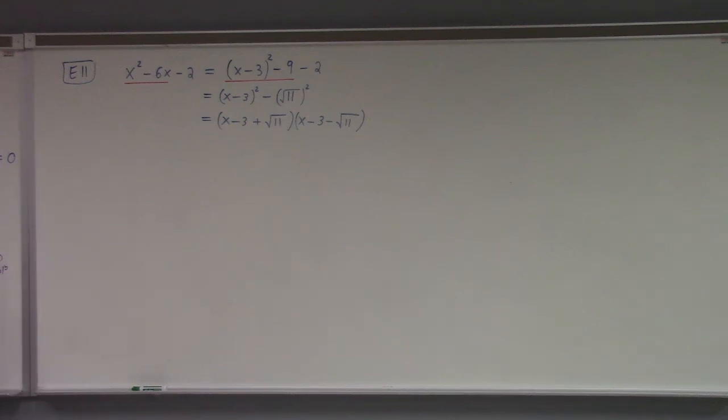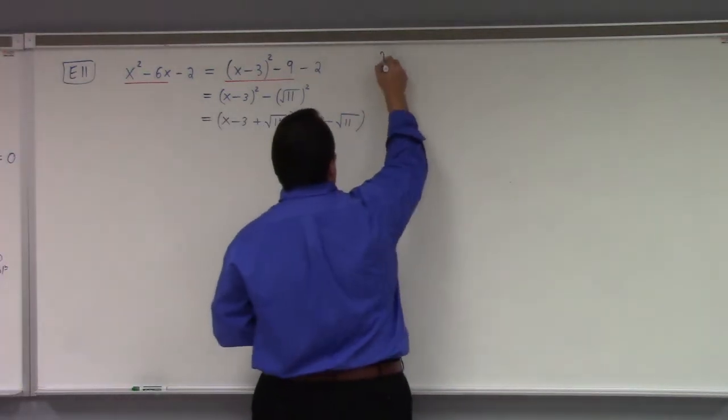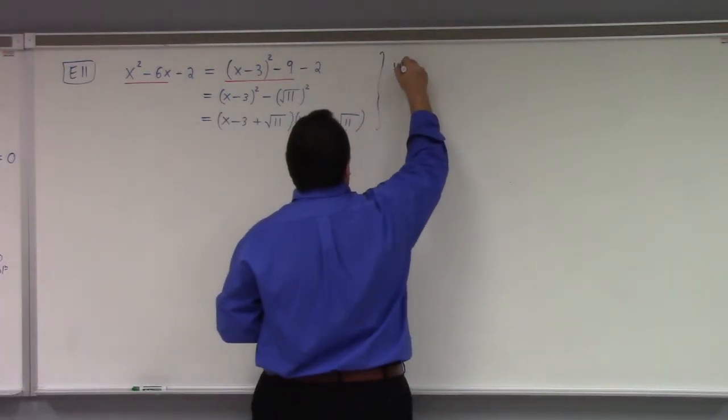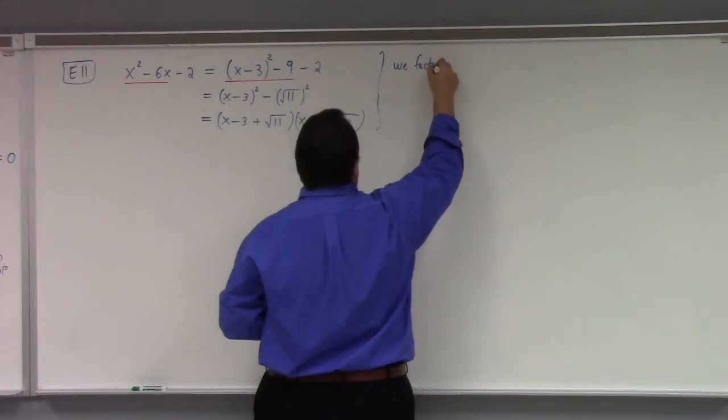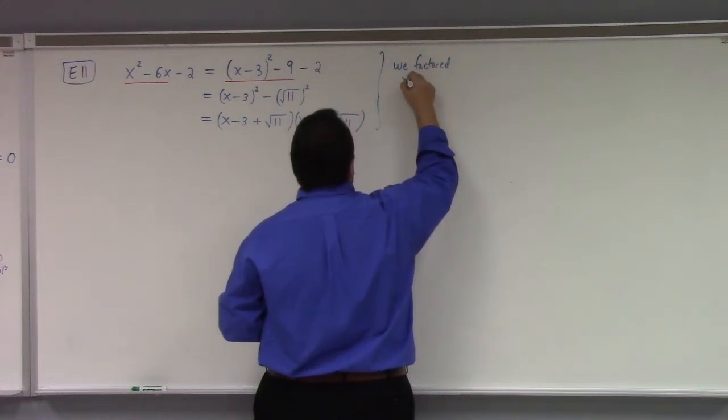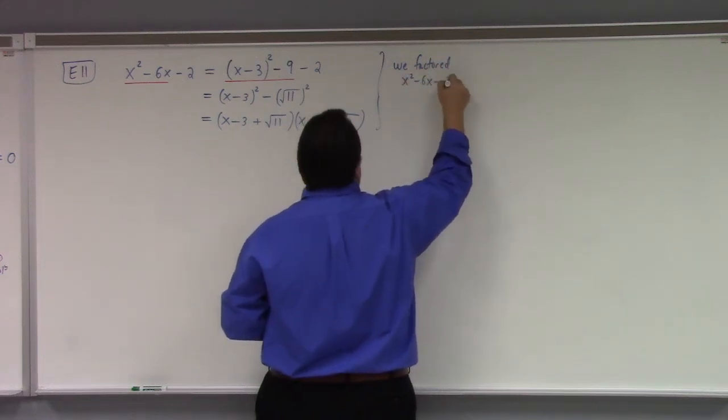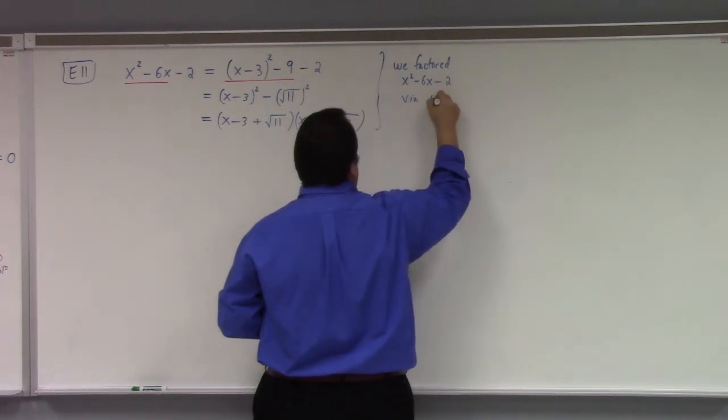I might ask you to factor a polynomial using completing the square. That's what I just did here. Let me just put that in words. This is what I would say: we factored x squared minus 6x minus 2 via completing the square.